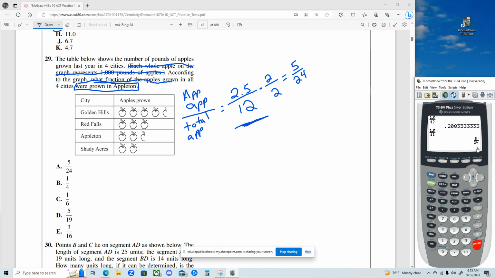Thank you, calculator. It would have saved me that step of multiplying the top and bottom by 2. Maybe the calculator takes a little longer, but I for sure know that answer choice A is correct now.